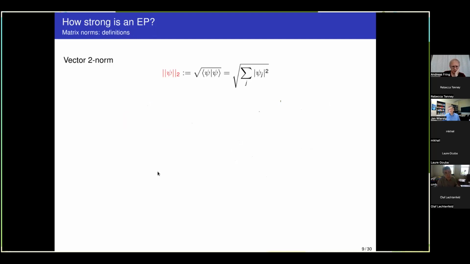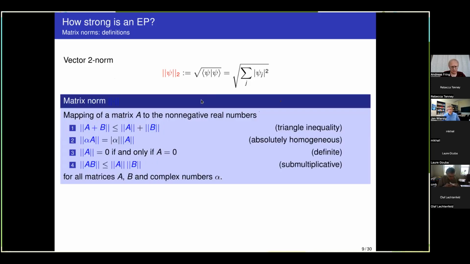For this, it's useful to look at matrix norms. It's clear to me that physicists usually are not familiar with matrix norms. Mathematicians are. So let me just explain it very briefly. Usually what physicists are familiar with are vector 2 norms, the conventional vector norm that you use in quantum mechanics, for instance. A matrix norm can be defined with these 4 axioms. It's a mapping like the vector 2 norm, which maps a vector to the non-negative real numbers. A matrix norm is a mapping of a matrix to non-negative real numbers.